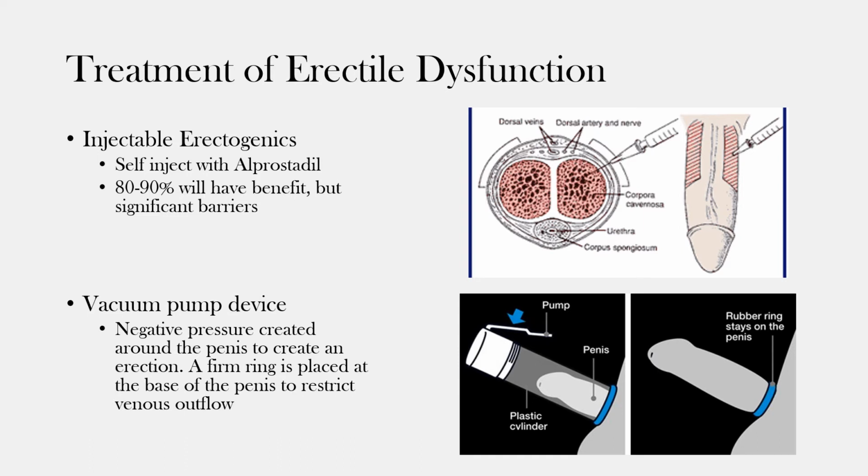Then you have injectable erectogenic. So it kind of works in a step-by-step process. If the oral isn't working, then we can use injectable erectogenics. So this is where the patient will self-inject alprostadil into the corpus cavernosa, which I guess is similar to the PDE5 inhibitors, as they're vasodilators. You inject into the corpus cavernosa itself. About 80 or 90% will have benefit with this as well.